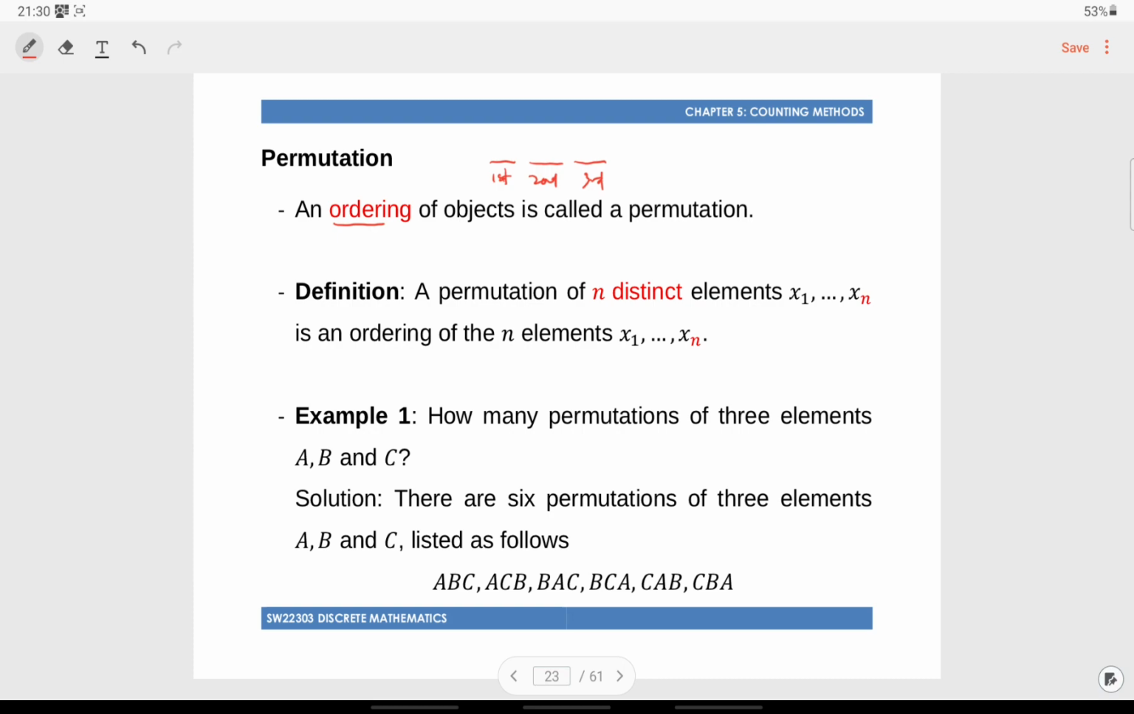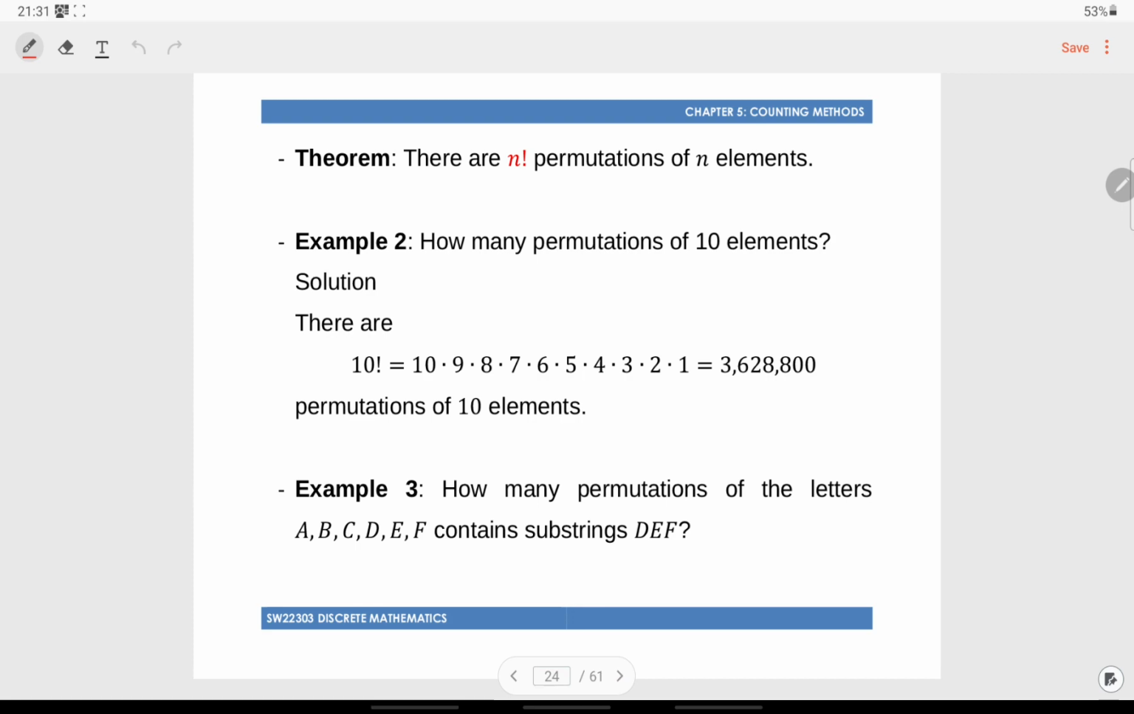Although all these objects consist of the same characters A, B, and C, in permutation ABC is totally different from ACB, because the order matters. The position of A, B, and C in these arrangements is very important. Okay, so we have the following theorem.